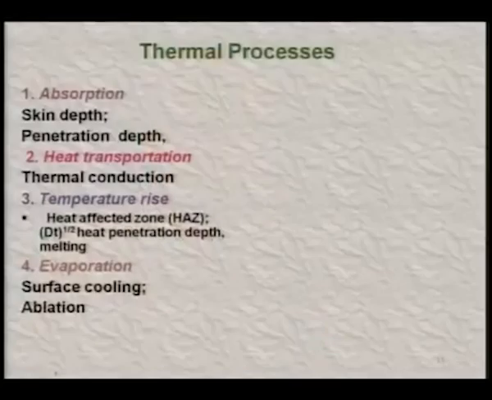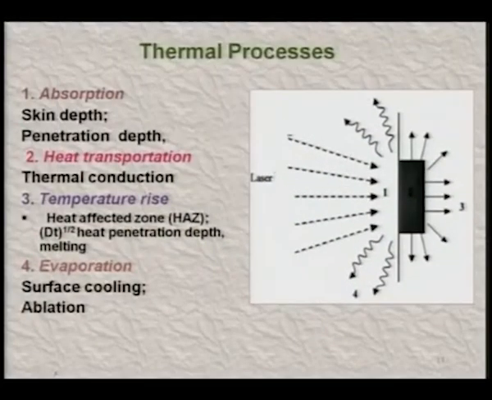Surface cooling and ablation are some of the events or thermal processes that take place during laser beam machining, and they are shown over here. Here is the laser, and the absorption of the heat is taking place as shown by 1, and then there is the heat transportation taking place, and third is the temperature rise that is shown over here. Heat is transported, conducted away, radiated away and so on, and temperature rise takes place, and then there is some evaporation of the workpiece material. So, those thermal processes are represented in this particular diagram.